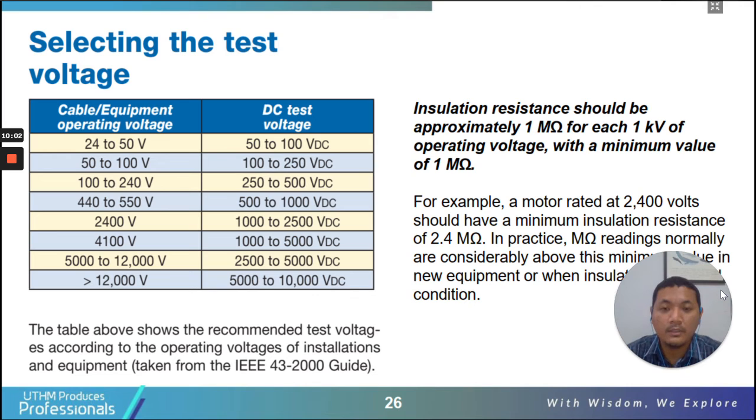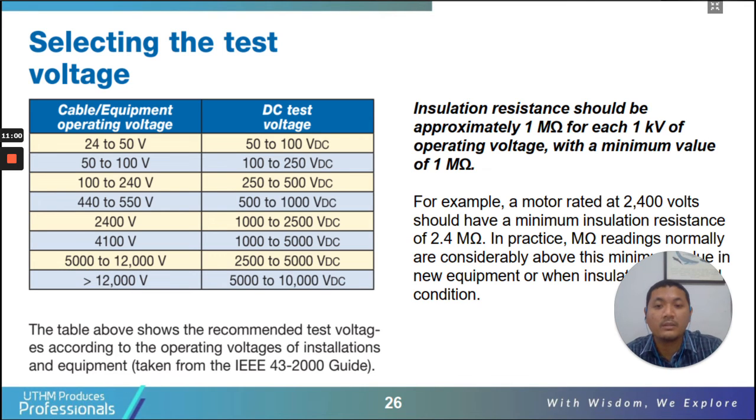Alright, so selecting the test voltage. I think I have shown this before in the previous video, how to choose the voltage. Basically, if you refer to IEEE standard 43-2000, this is the table, based on the equipment operating voltage. For example, you have an 11 kV transformer. So an 11 kV transformer falls under this row. So you can test the transformer winding using this value, 2.5 kV to 5 kV VDC, direct current voltage.